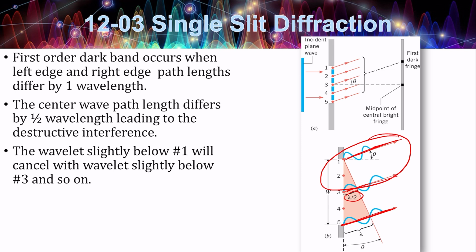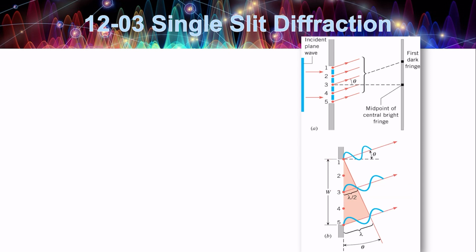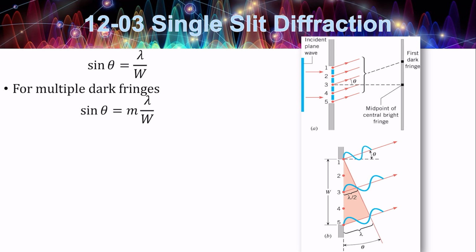And then the path from point 2 and point 4 are going to differ by half a wavelength, and they're going to have destructive interference, and so on. So at that angle, all you get is destructive interference. So it turns out that sine of the angle equals the wavelength over the width of the slit. For multiple dark fringes, we will then multiply it by the m, which is the order of the dark fringe: first, second, or third one.